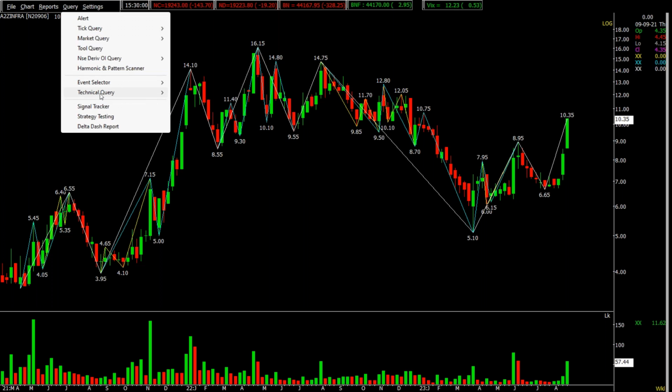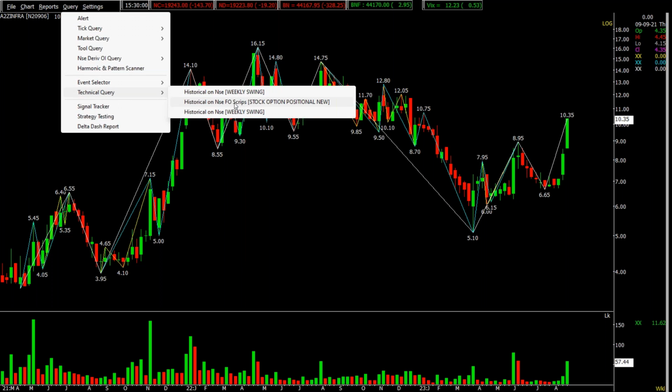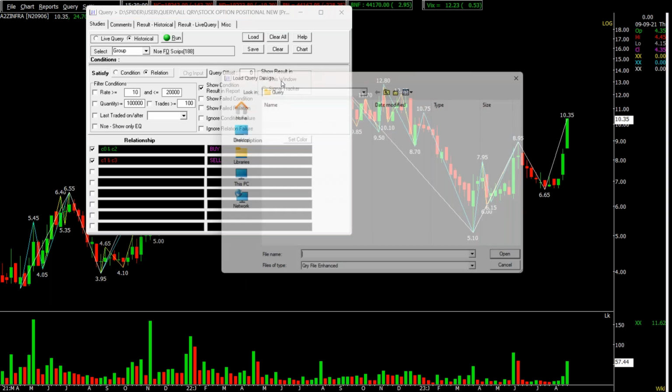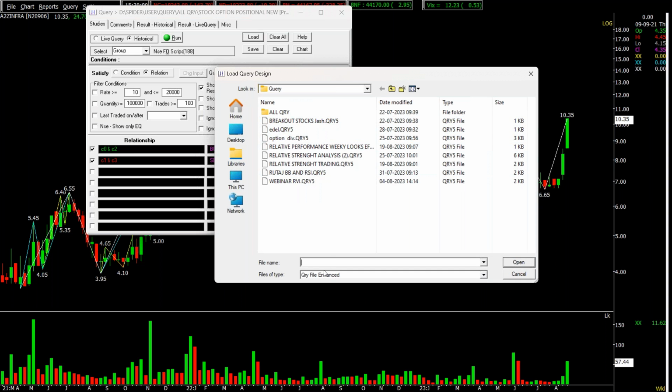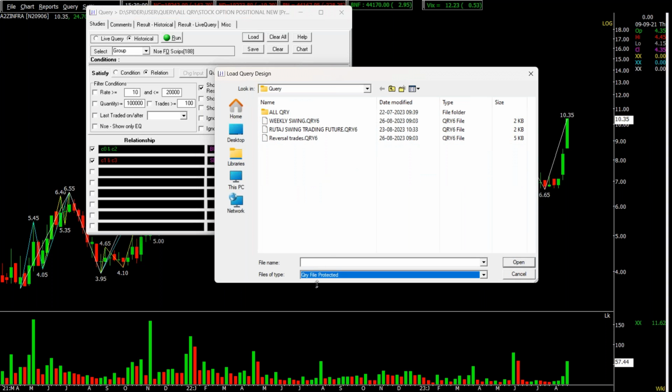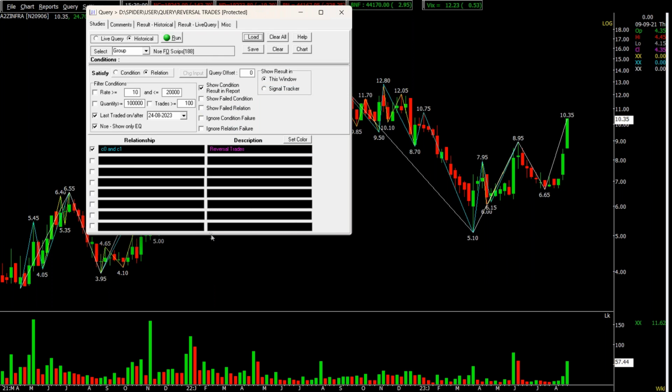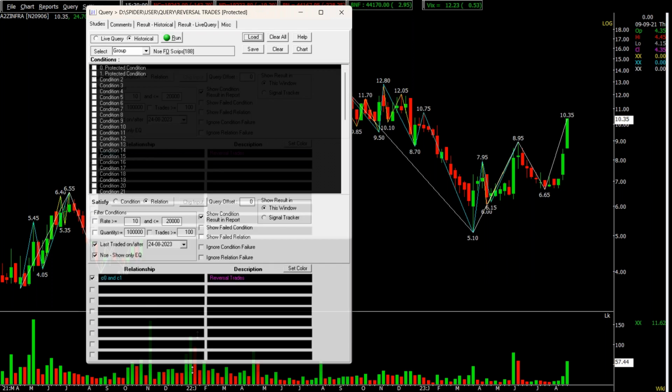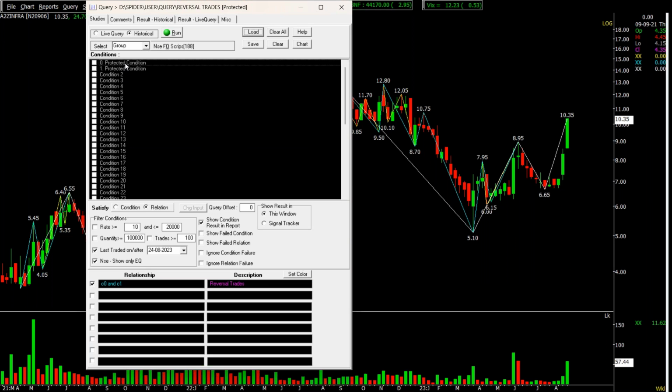Again, go to query, technical query. I'll open a window, load. If I just click on this scanner, I think, just a second. Yes, reversal trade. Double click on this. I have the scanner with me now. What I've taken in this is a retracement breakout in the first condition, and the other one is the confirmation, which will tell me it has to be in positive momentum. Then only we want that stock.